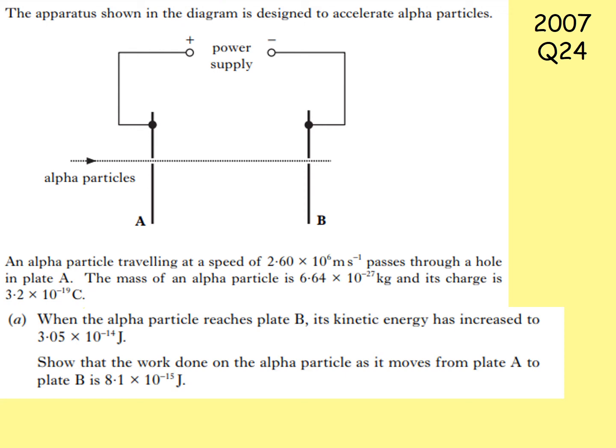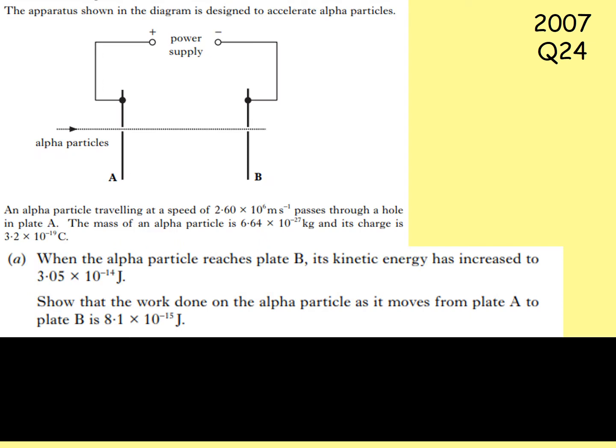Lots of information here, so you might want to highlight the important parts. So we know that the alpha particle is traveling at 2.6 times 10 to the 6 meters per second. The mass, charge, the kinetic energy that we have increased to, and what we're trying to find out, the work done. Now, because we're given the value of what the answer is supposed to be, we're not going to get any additional marks for that. Okay, so let's work this out.